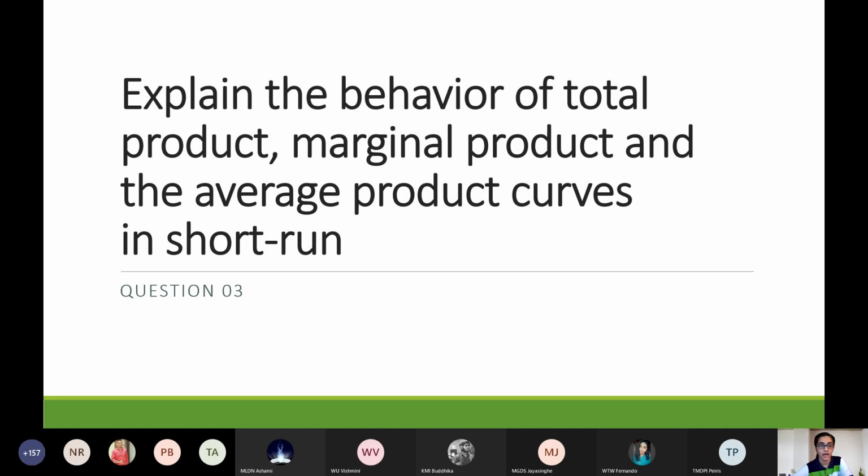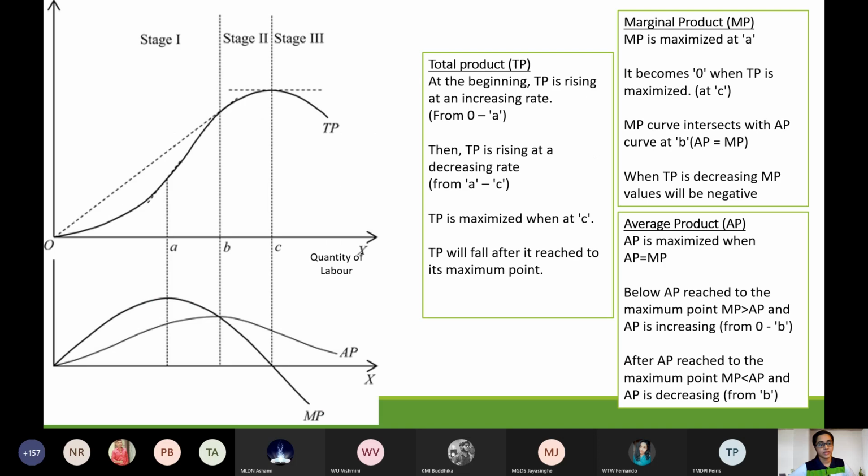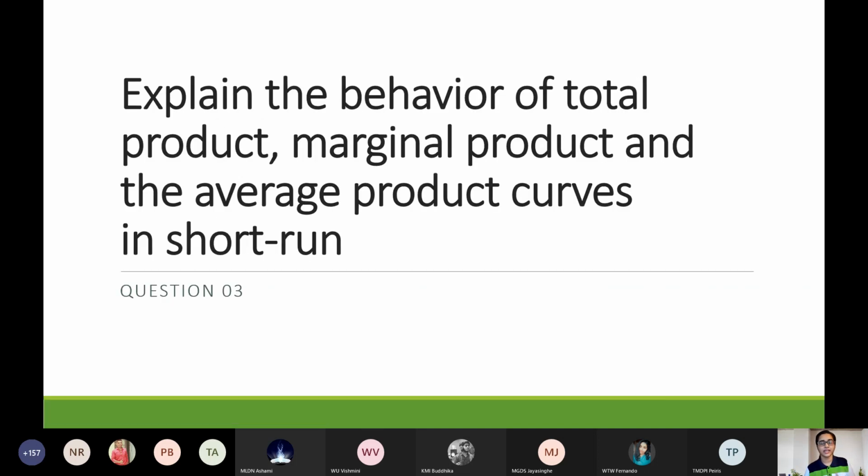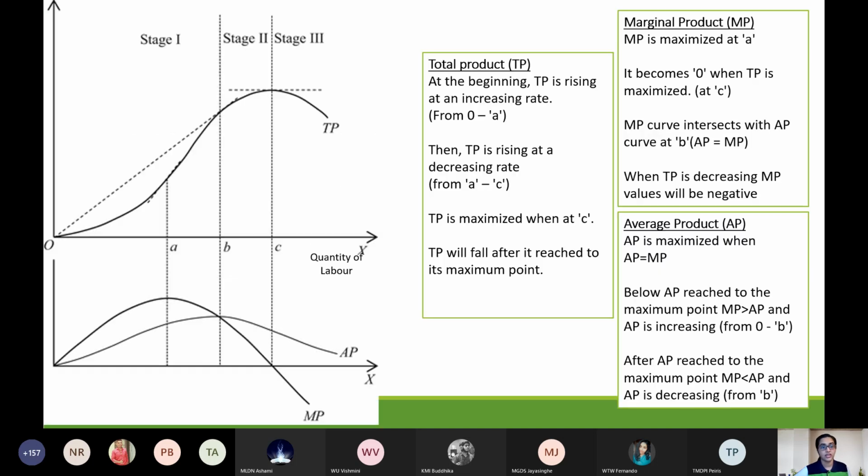Right, your time is up. Okay, now stop writing and listen to this very carefully. Here, this is going to be your answer. Now your question is to explain the behavior of total product, marginal product and the average product curves in the short run. So you will have to explain the behavior of these different products. Here is the best definition that you could give.